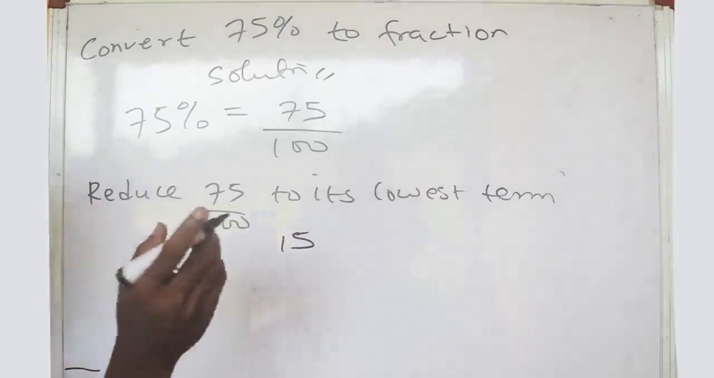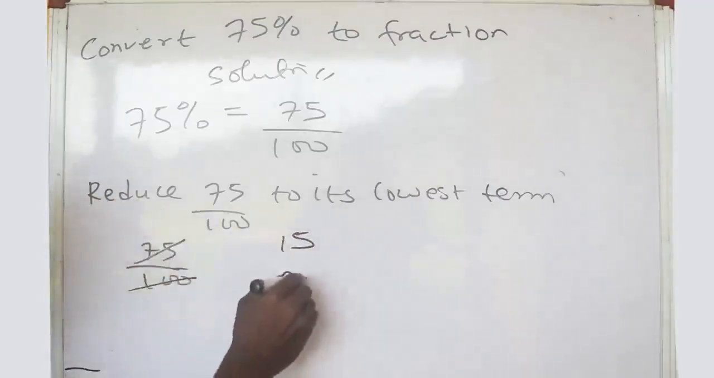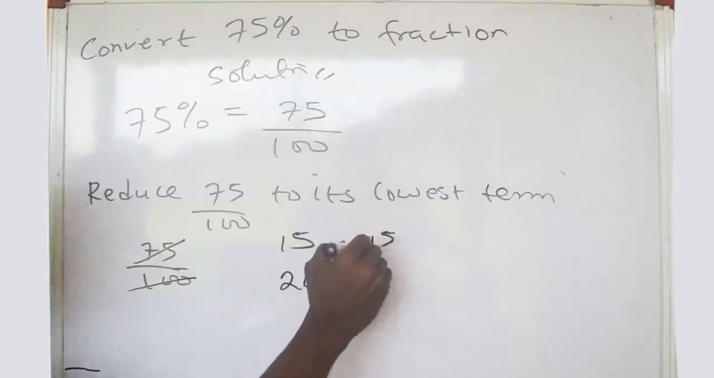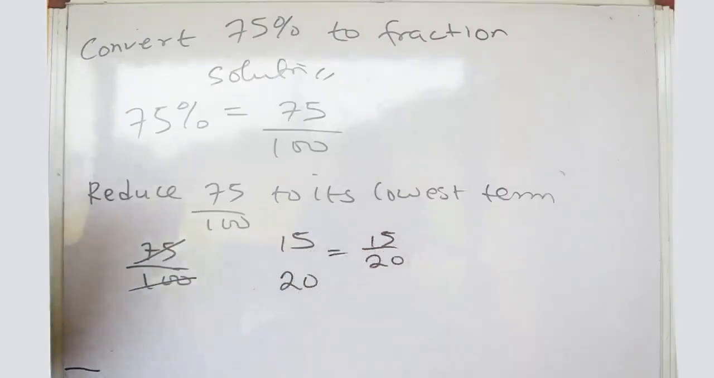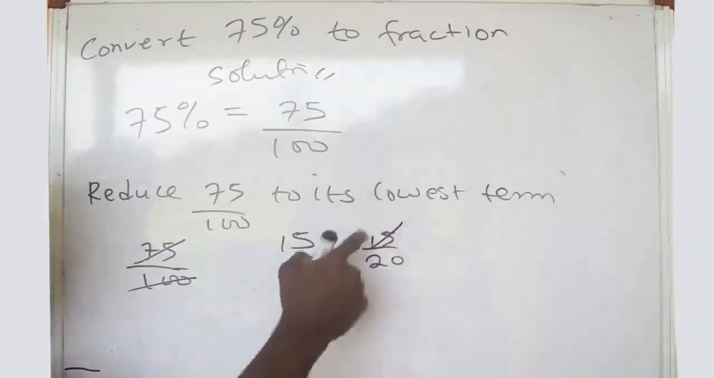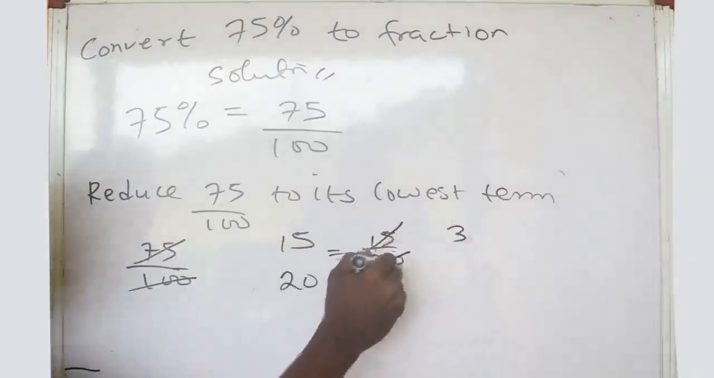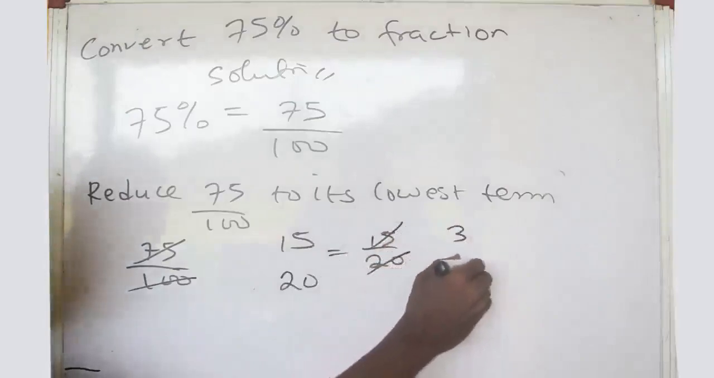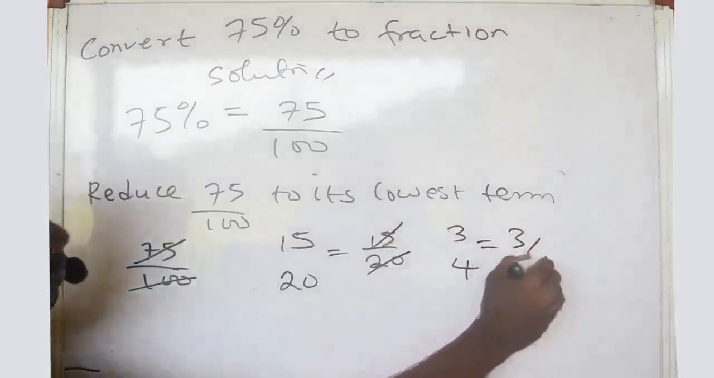This 100 divided by that same 5 will give us 20. We are left with 15 over 20. If you check this, you know that something can still divide 15 and still divide 20. What is that? Absolutely, it is 5. 5 into 15 will give us 3. 20 divided by the same 5 will give us 4. We have 3 over 4.